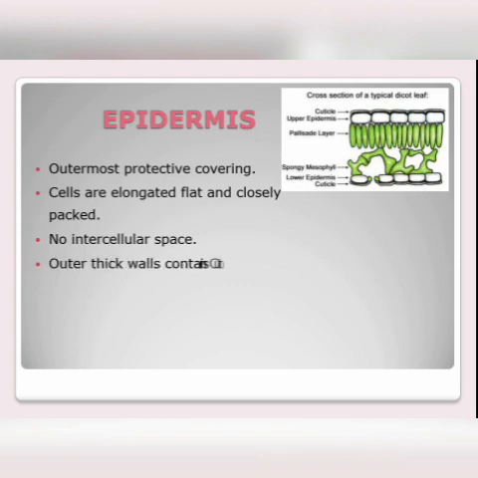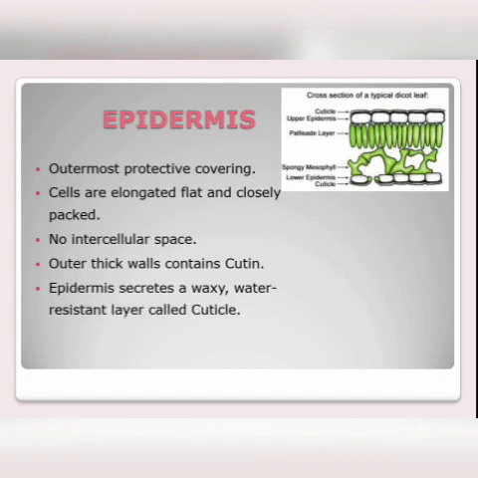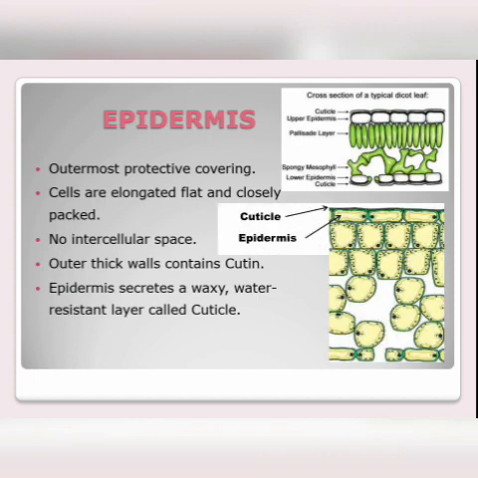The outer thick walls contain cutin. It is actually a water impermeable fatty substance. Next, epidermis secretes a waxy, water resistant layer called the cuticle. If you check the above figure, the topmost labeling is that of the cuticle. Here, with this picture, we can also understand the layer of epidermis and the layer of cuticle. It is a waxy, water resistant layer.